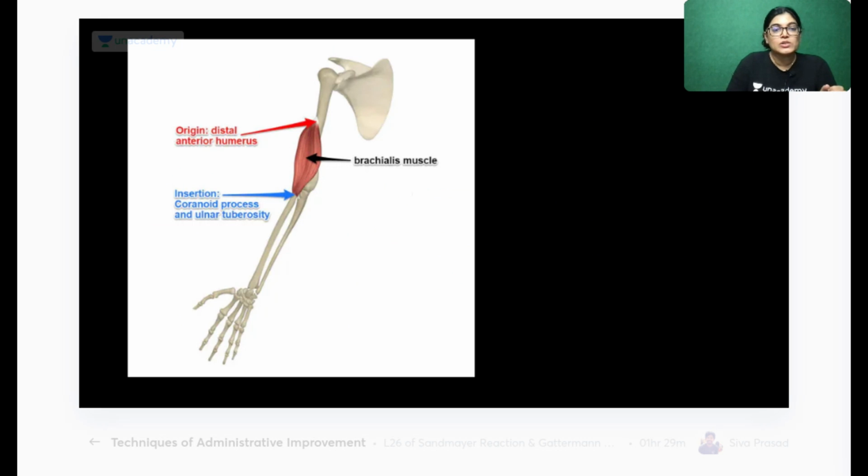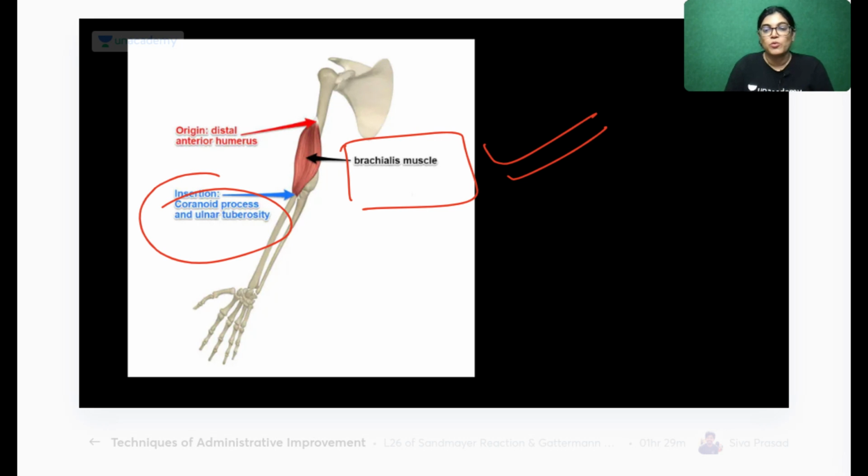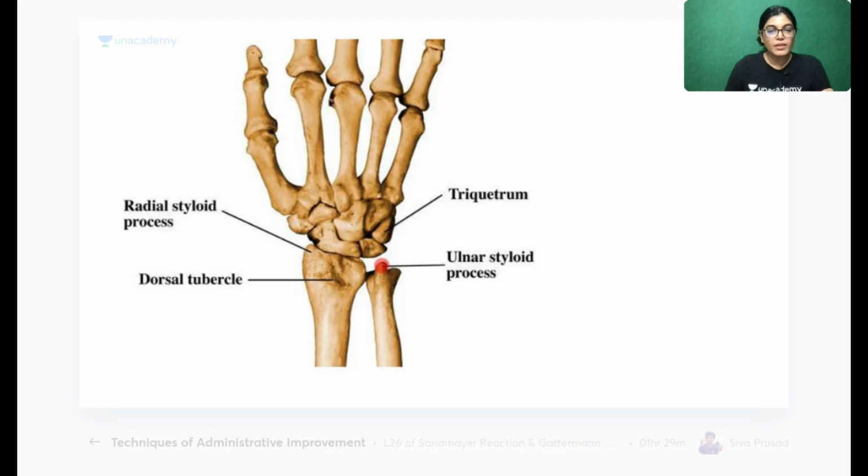Now here I also want to show very nicely the brachialis muscle. What is the insertion point? The insertion point highlighted in this diagram is for the brachialis muscle, which arises from the distal anterior aspect of the humerus, a big bulky muscle, and it inserts into the coronoid process of the ulna. Not only on the coronoid process, but also into the ulnar tuberosity of the ulnar bone. So this statement is also perfectly right.